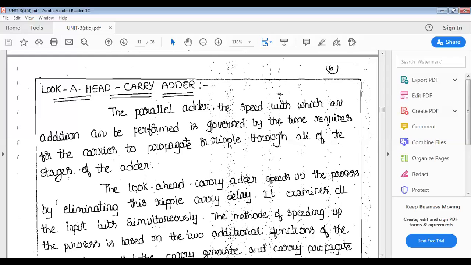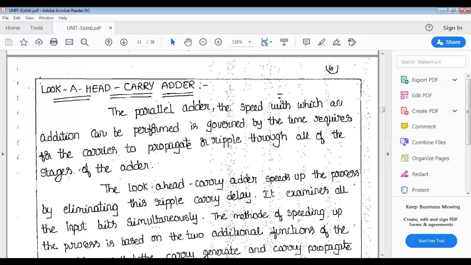So how can we express C1, C2, C3 and C4 in terms of the input carry? Let us see in the look ahead carry generator. In a parallel adder, the speed with which an addition can be performed is governed by the time required for the carries to propagate or ripple through all the stages of the adder. The look ahead carry adder speeds up the process by eliminating this ripple carry delay. It examines all the input bits simultaneously.